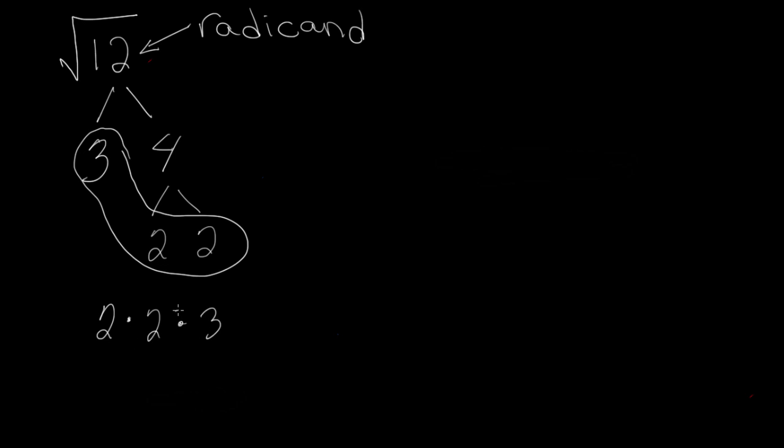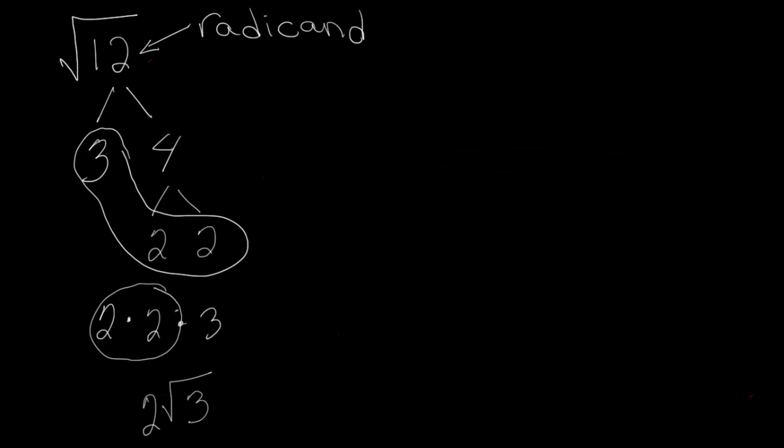All right? So because this was the square root of 12, square means 2, I'm going to circle my pairs. Circle your pairs. Whatever is not circled is what remains under the radical. Whatever is circled, you take out 1 from each circle to put on the outside. So the answer for this problem is 2 square root of 3.